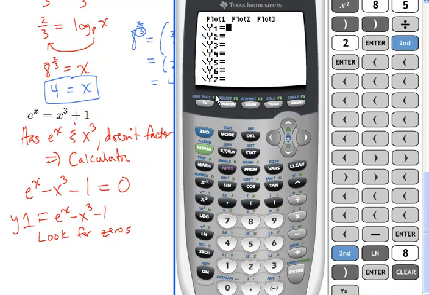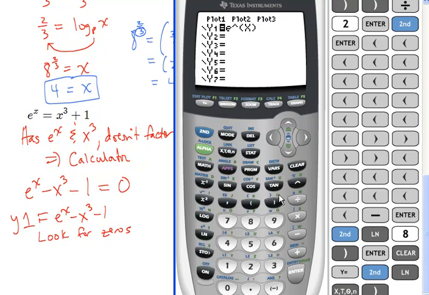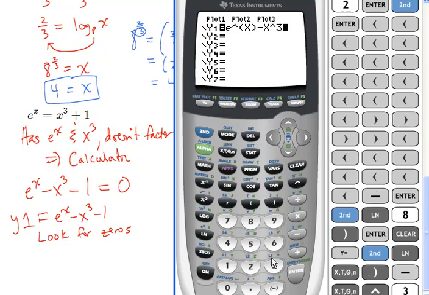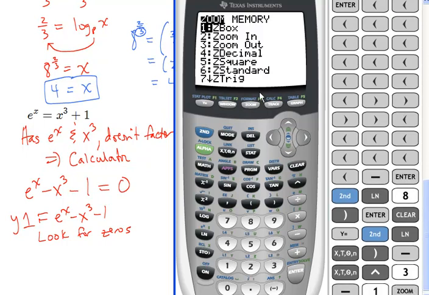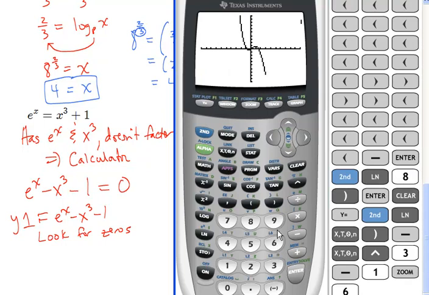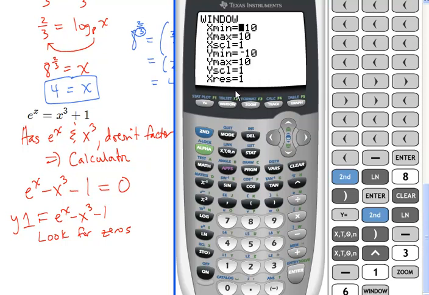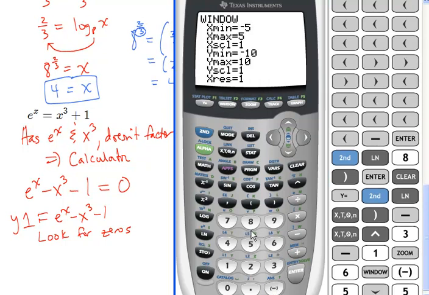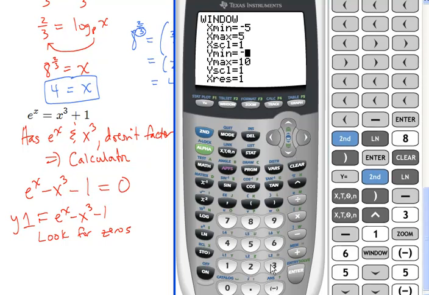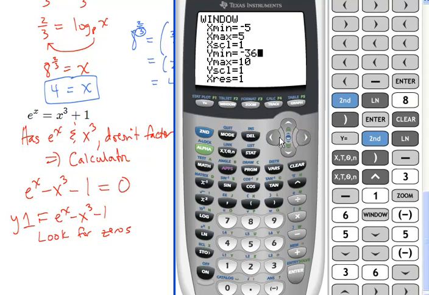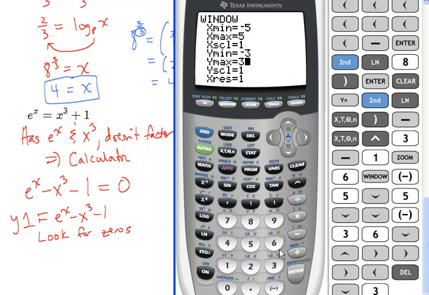Go to y equals, and we're going to type in e to the x minus x cubed minus 1. I'm just going to start with the standard window, and remember we're looking for zeros here. So I see potentially a couple zeros here and maybe some over here as well. We might need to zoom in on our graph a little bit to be able to see this. Since I'm just looking for zeros, I just want to be looking in this sort of smaller window here. So let's change our window dimensions. Let's just go -5 to 5 for the x's, and maybe -3 to 3 for the y. Since we're looking for y equal to 0, we don't need to be looking too high or too low.